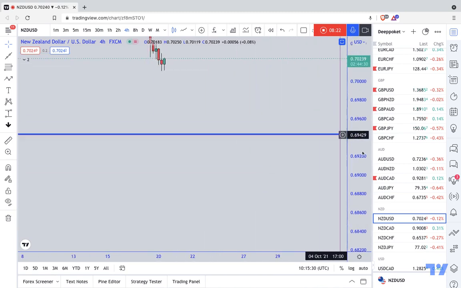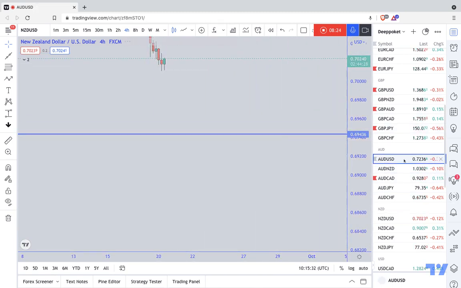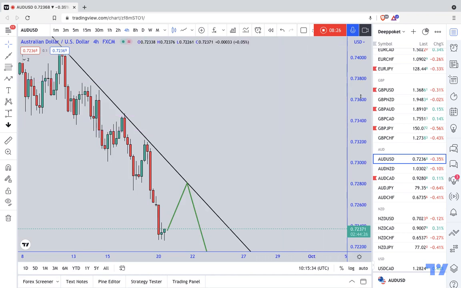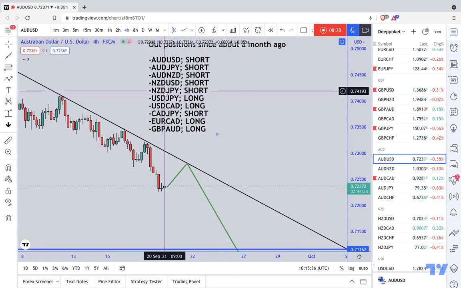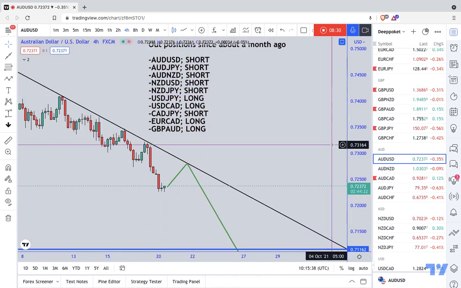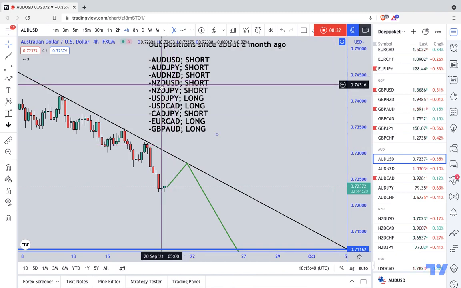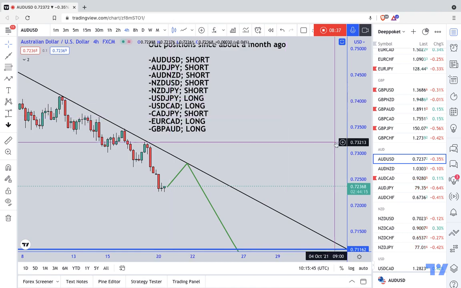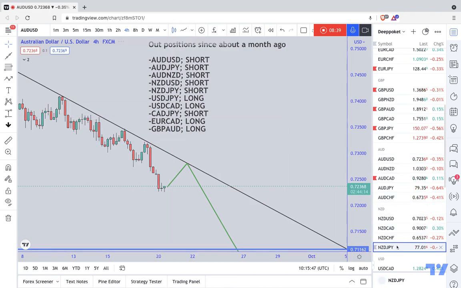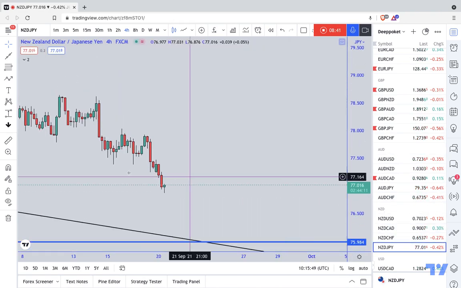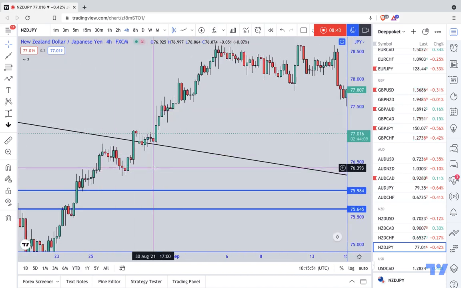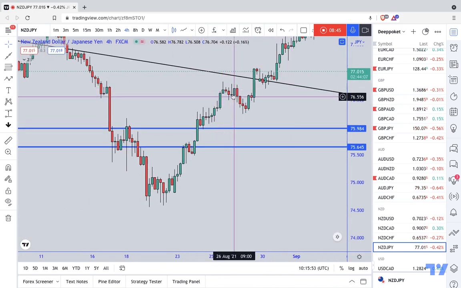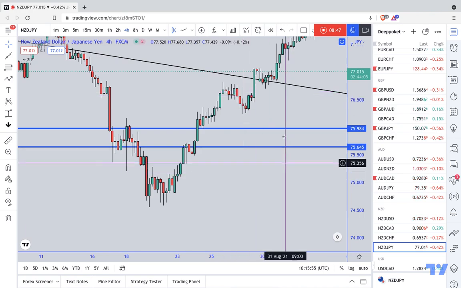Okay, next up, what do we have? I think next up we have New Zealand Japanese yen. Same thing as in the New Zealand US dollar pair. So let's go straight to the yen, because, by the way, we are also still in a loss on this one. I think we entered right here. We entered right here, and we're expecting the market to come down.